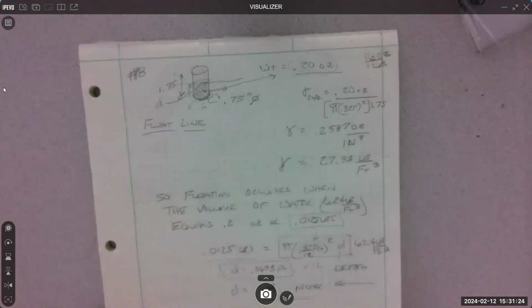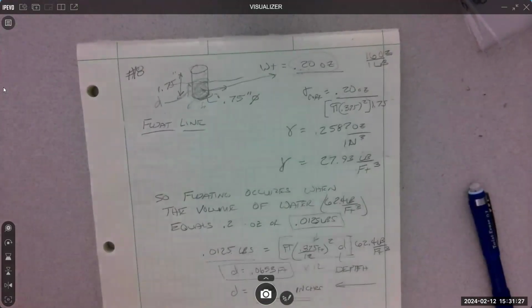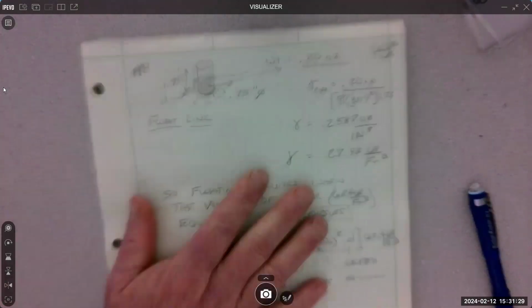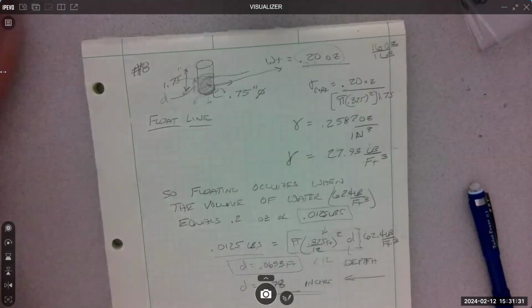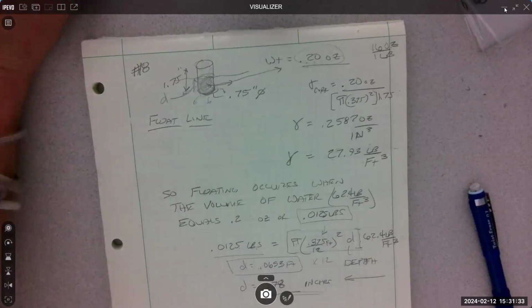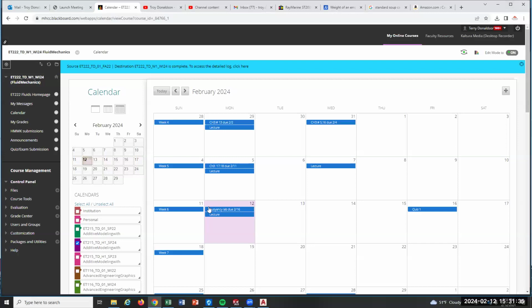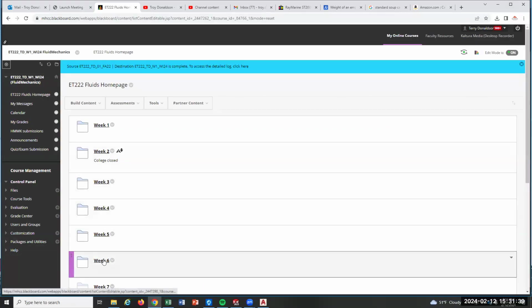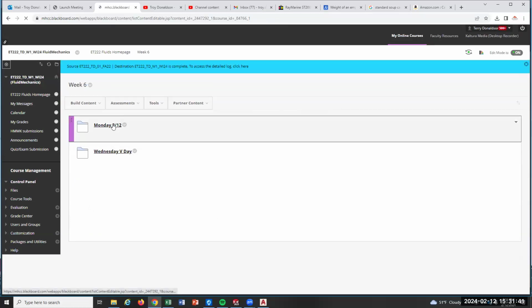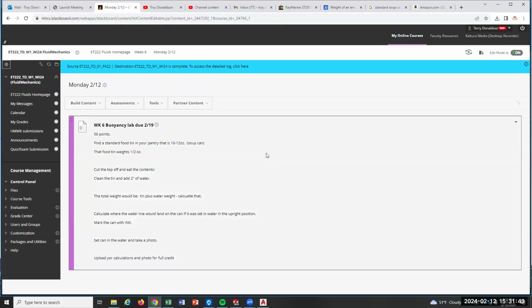Let's talk about the lab. Hopefully that helped. You can back it up and go through it slowly. The lab is this. It is a buoyancy lab. It's worth 50 points. I want you to do it. You have until the 19th, which is Friday.